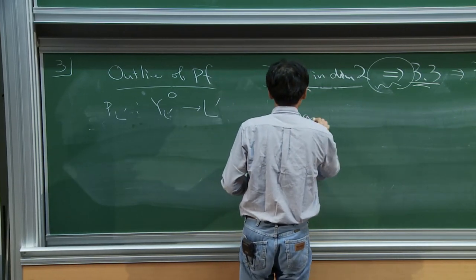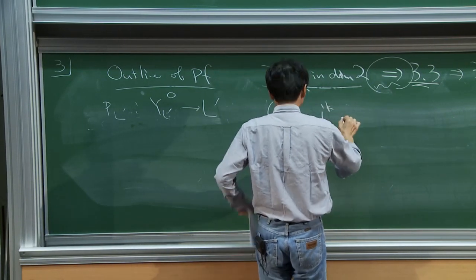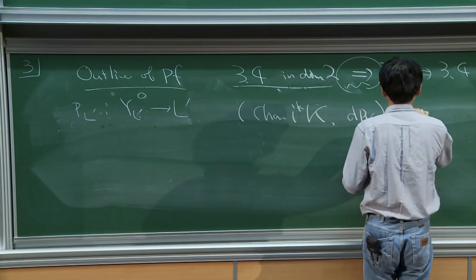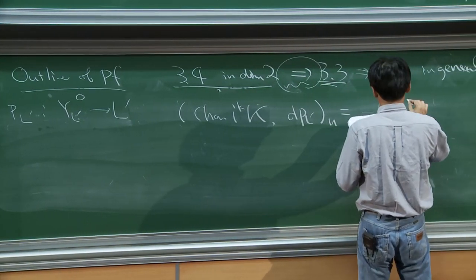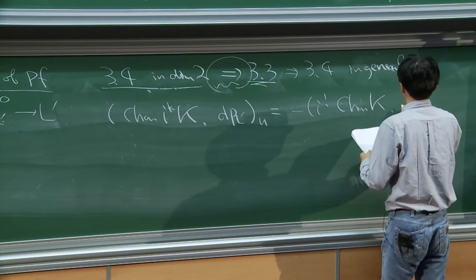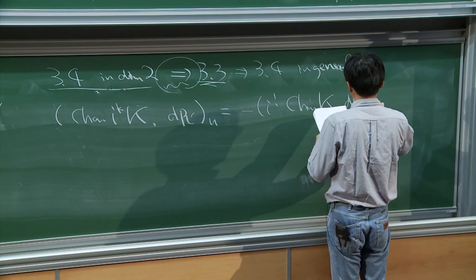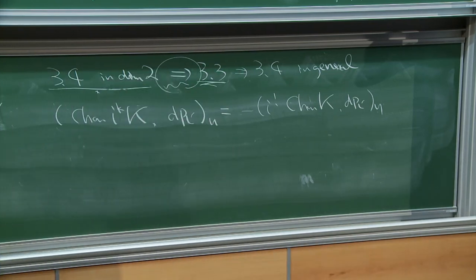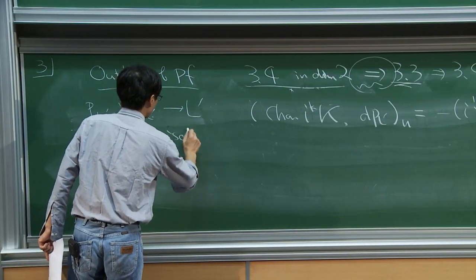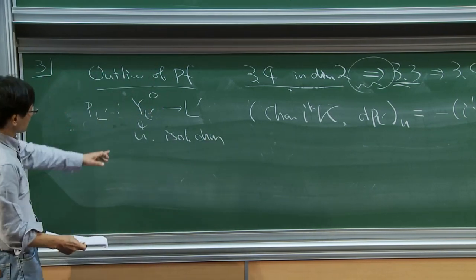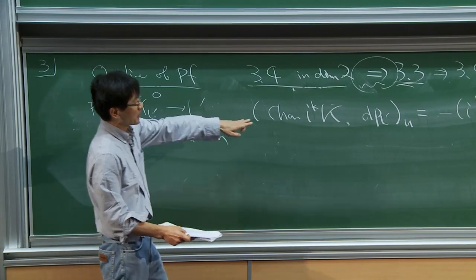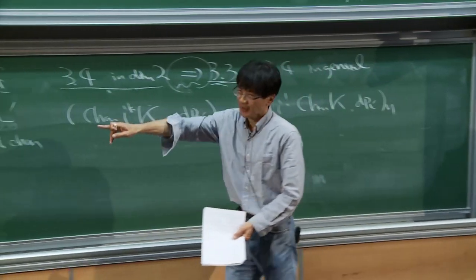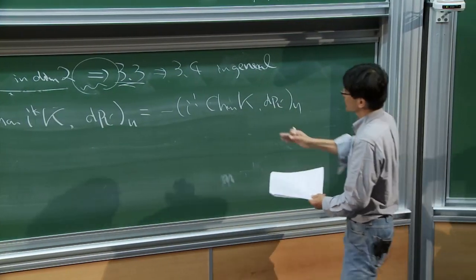So it's enough to prove this equality for U an isolated characteristic point. So we let U and L prime run, and we want to prove this type of Milnor formula. Then this will imply that equality. So we want to prove this formula.